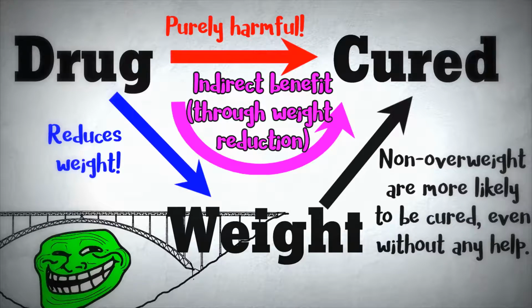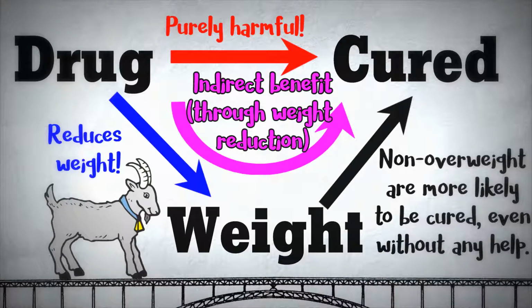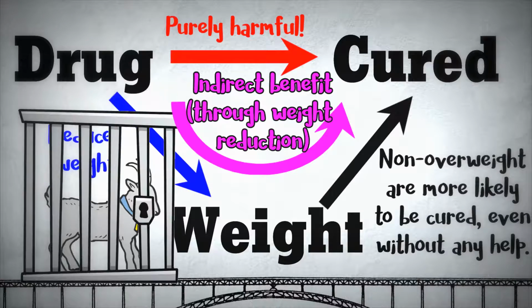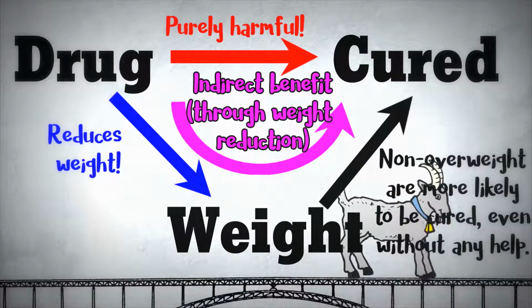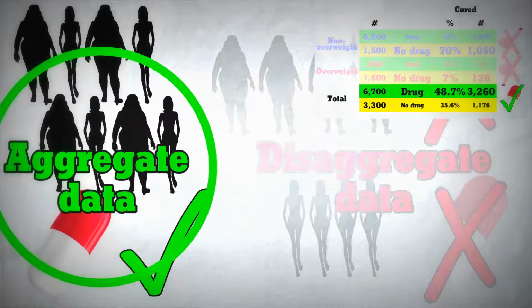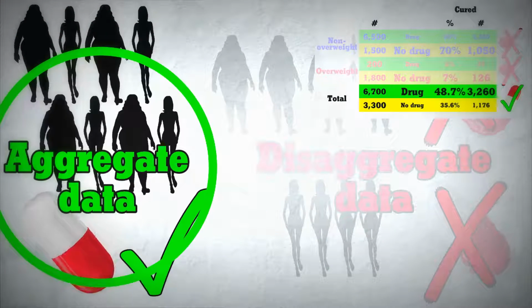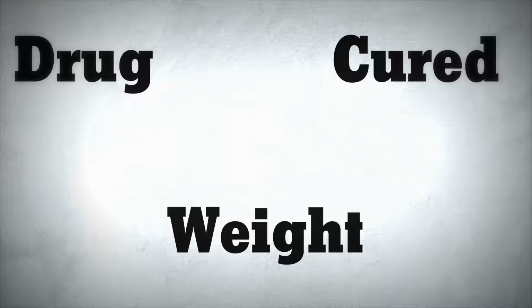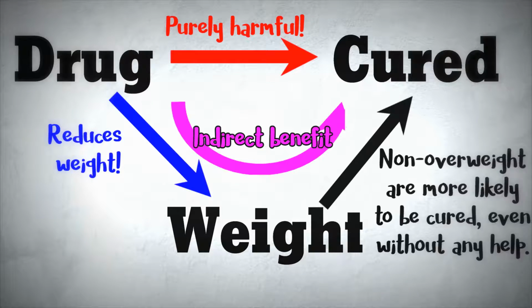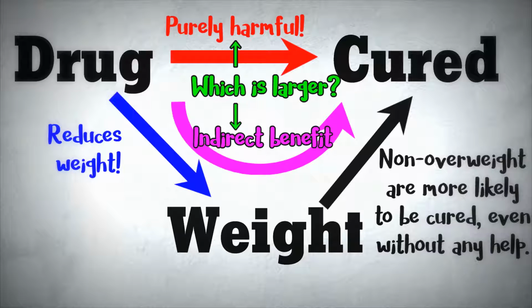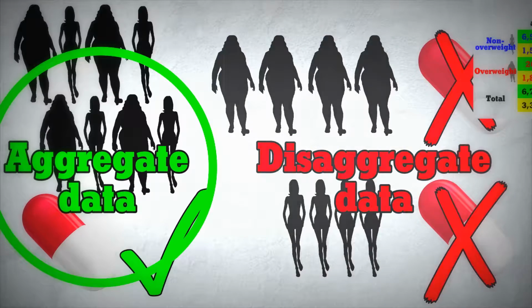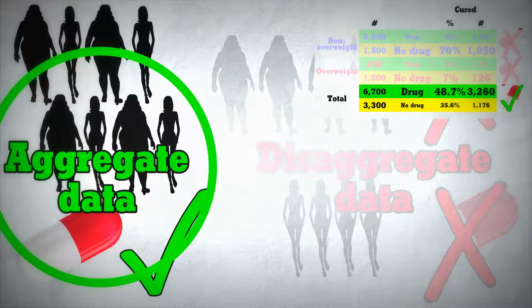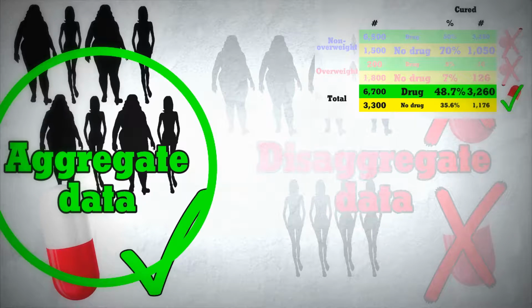In the second story, weight is no troll. Instead, it is an important mechanism through which the drug works. And so, if we control for weight, we'd be neglecting this important mechanism. We should therefore leave weight alone and not control for it. Which means the correct data to look at are the aggregate data. Now, from the story alone, it is ambiguous as to whether the direct harmful effect or the indirect beneficial effect is larger. The net effect of the drug is therefore ambiguous. This is where the data come in handy. What the aggregate data tell us is that the drug's net effect is beneficial, and so patients should take the drug.